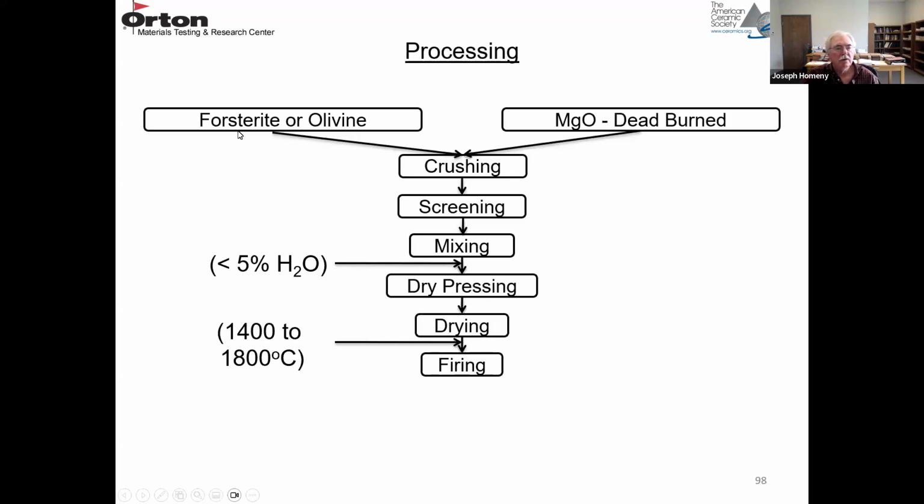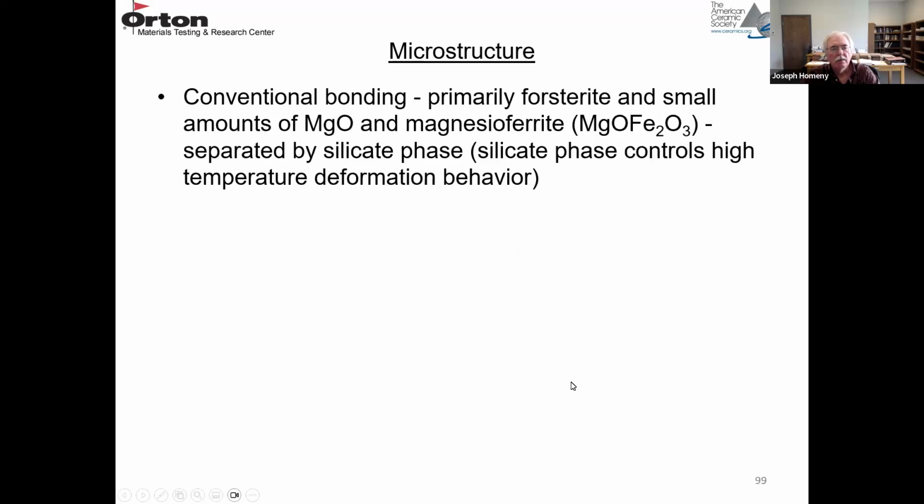So when you process this, you start out with phosphorite or olivine. You have to add dead burned MgO. And again, it's crushing, screening, and mixing, followed by usually a dry pressing operation. And they're fired in this range, 1400 to 1800 degrees C. So these are going to be what is known as the conventional bonding type materials.